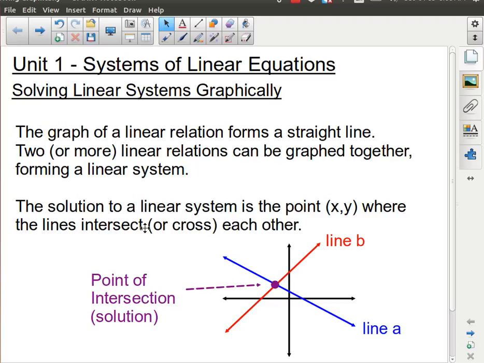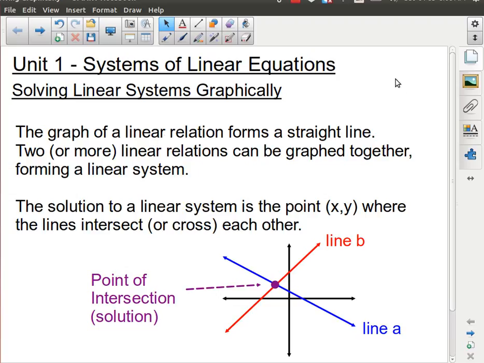This lesson forms the beginning of the unit on linear equations, and we're going to start with the simplest method of solving a system of linear equations, which is to do so graphically, or to draw the graphs of the different linear relations. First of all, you should have enough of a background to remember that the graph of a linear relation forms a straight line.